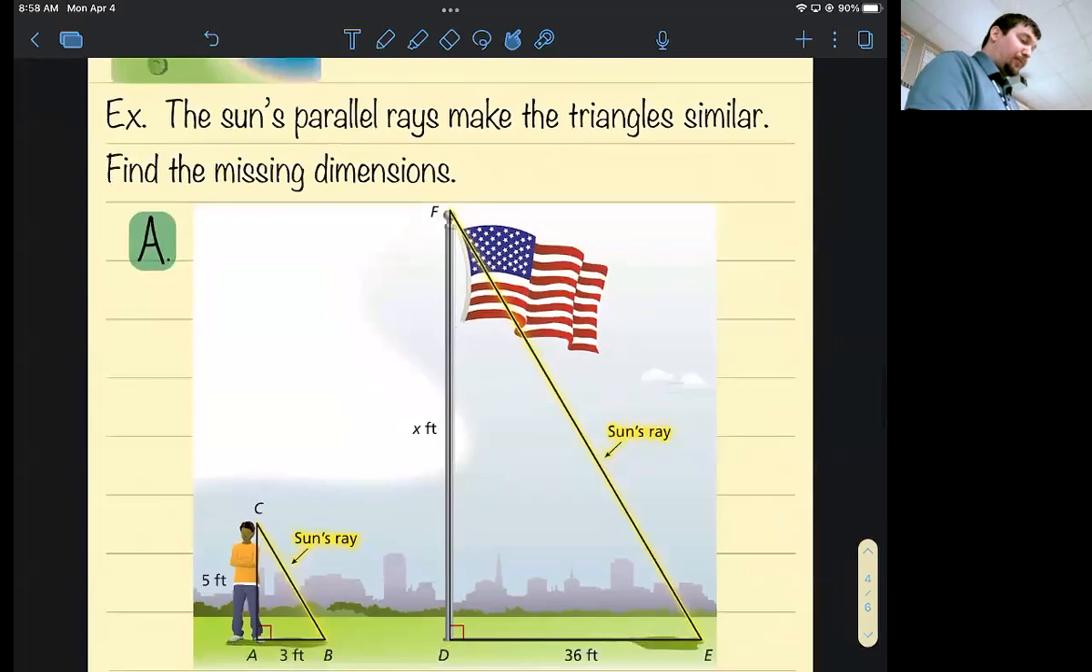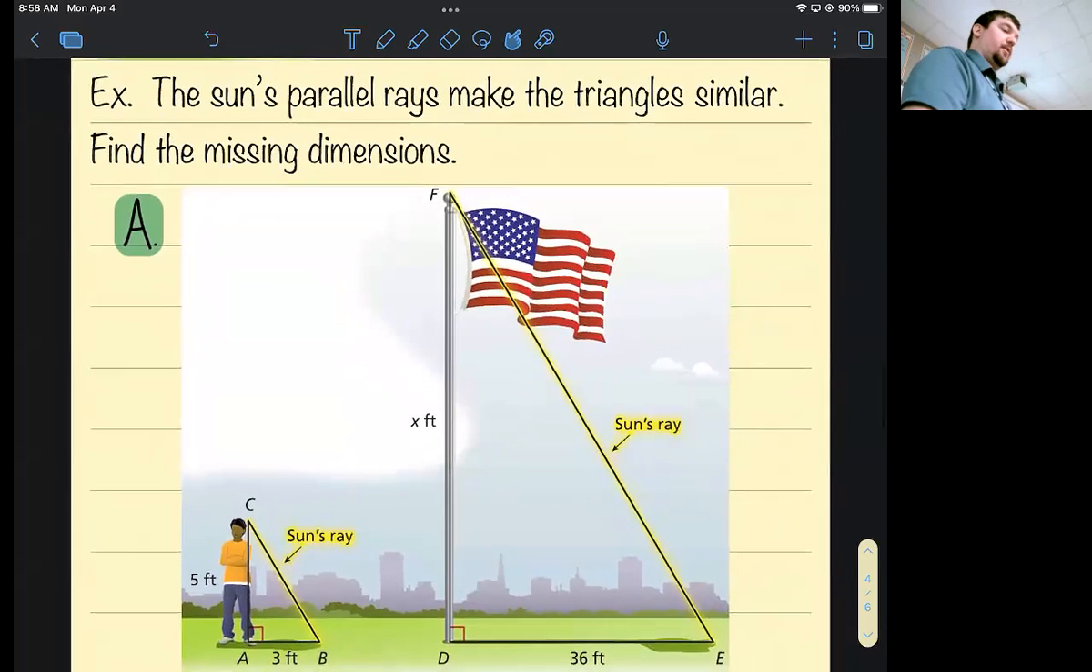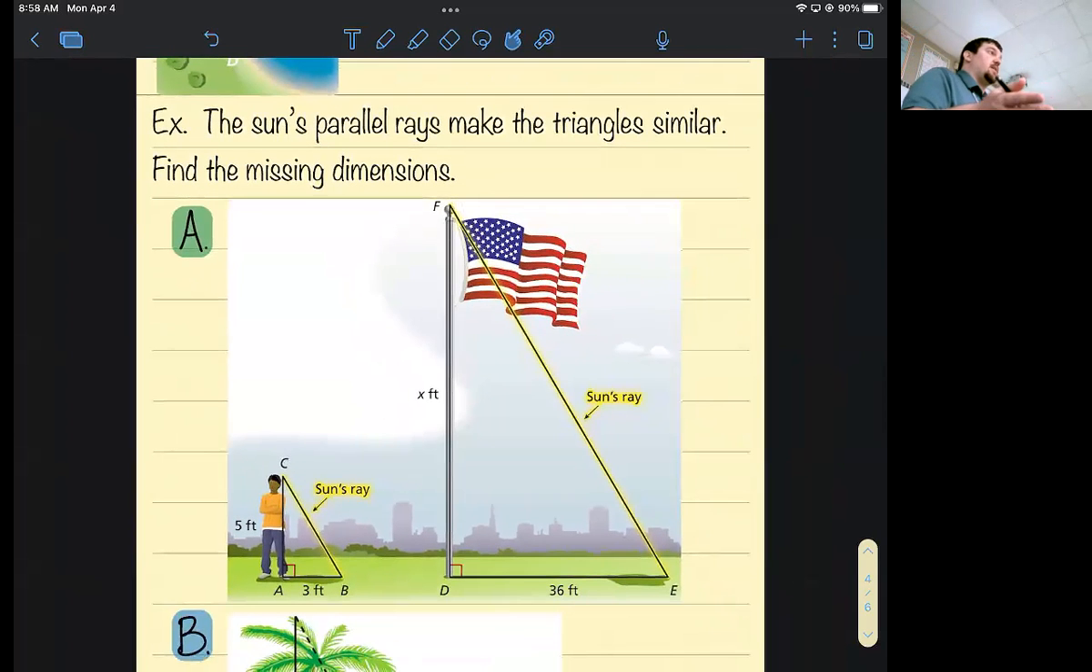Now, this is very similar to what we're going to do when it gets nice and sunny out, because when it's sunny out, the sun's rays are actually going to be parallel to each other, forming the third side of our triangle. One side being the height of us, and then our shadow is the base. And then one side being the height of the flagpole, and then its shadow.